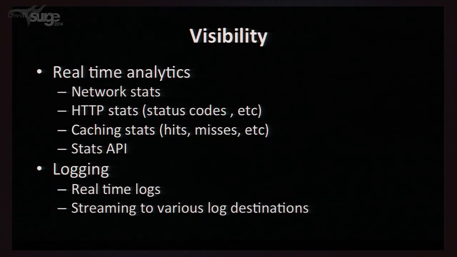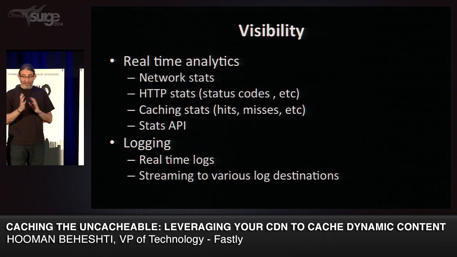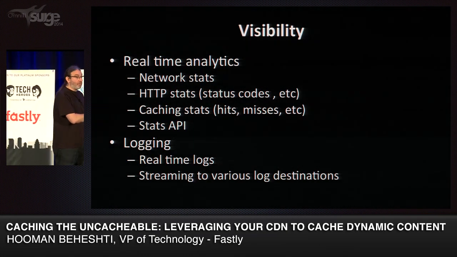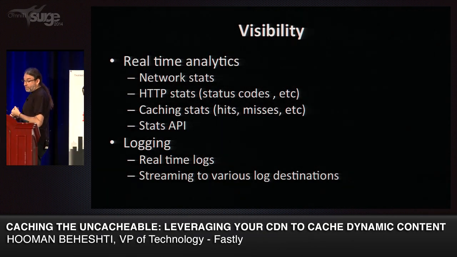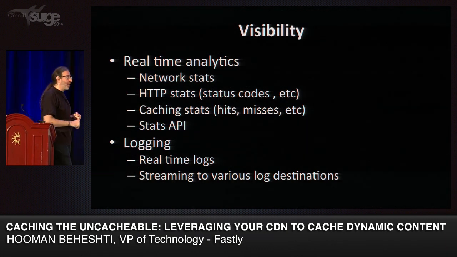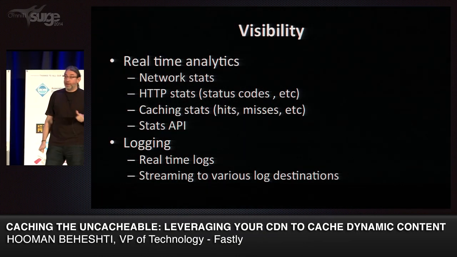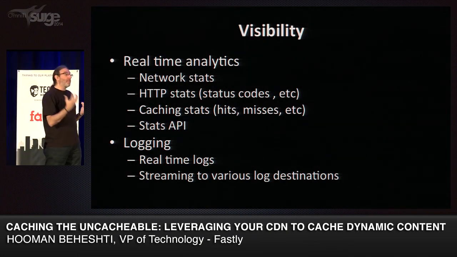Visibility is another one. And remember earlier we talked about the second reason that we were afraid of caching dynamic content, other than the fact that we don't like serving stale content and there's no invalidation framework, is that we lose visibility. So how is a CDN supposed to solve this problem? Well, the CDN better give you real-time analysis and real-time logs. You should get network stats. You should get HTTP stats. You should get caching stats. There should be a stats API, the same way that there's an invalidation API and a configuration API. There better be a statistics API so you can get that information from your CDN.